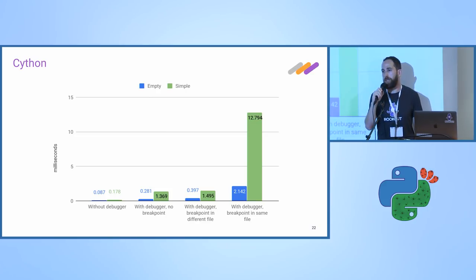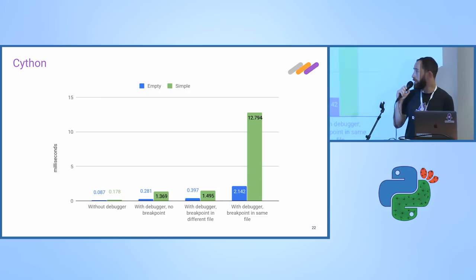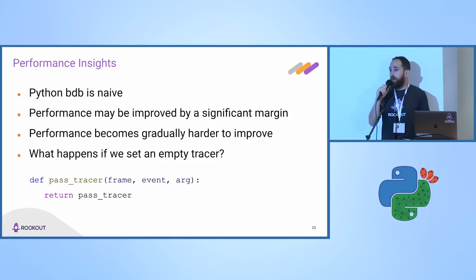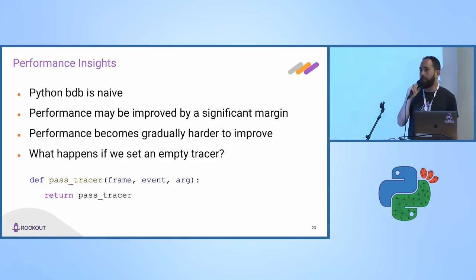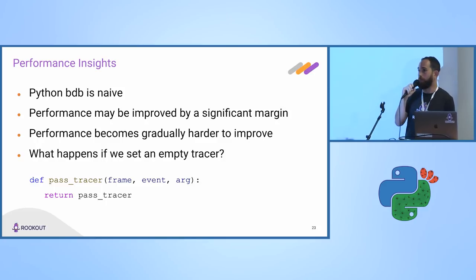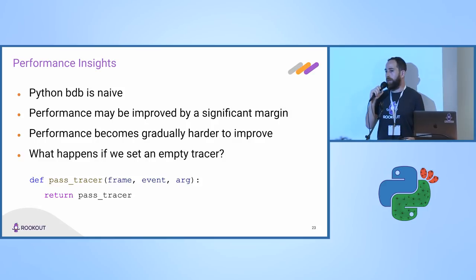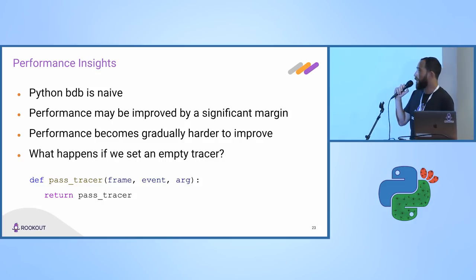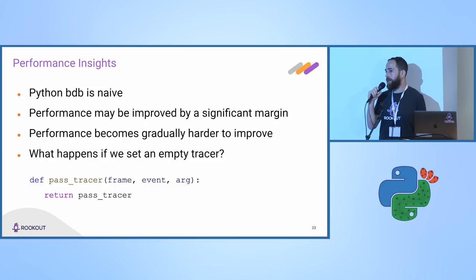But around here, we started questioning ourselves. I mean, is this going to be fast enough ever for production? We stopped for a second and tried to collect some insights. Python BDB is really quite naive. It was never meant for production use, and there is a lot to be optimized there. But obviously, the more you optimize it, the harder it is to continue growing, the harder it is to make it ever faster. And we wanted to see how fast we can theoretically make it.